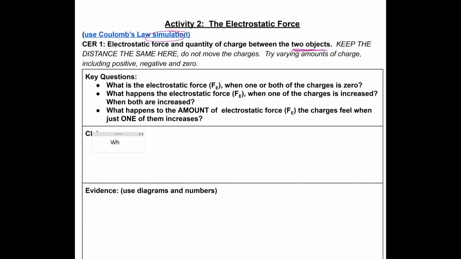All right, so we're just going to go ahead and type when one or both of the charges is 0, the electrostatic force, which is the Fe, remains at 0, or 0 newtons.